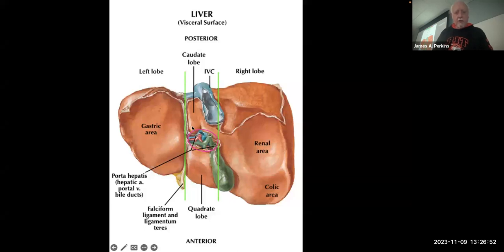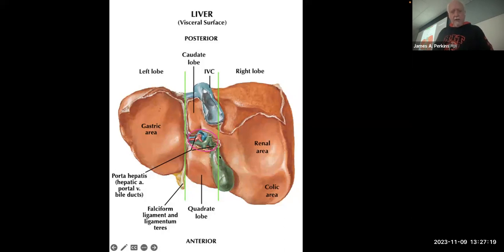And then there's an even smaller lobe known as the caudate lobe. Caudate is referring to tail. I'm not sure exactly why somebody thought this looked like a tail. To me, it looks more like a tongue. So I'm surprised they didn't call it lingula, since that means tongue in Latin. But it is this little sort of tongue-shaped lobe that sits posterior to that porta hepatis.